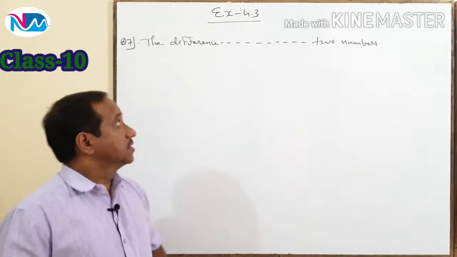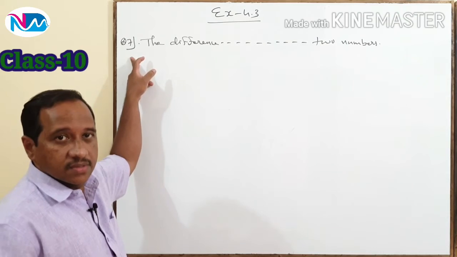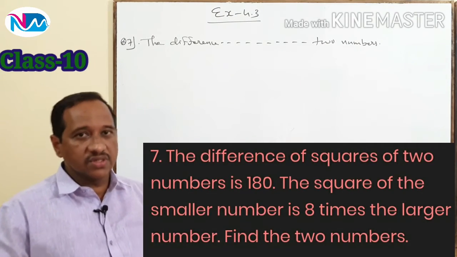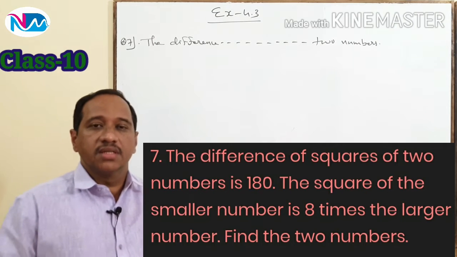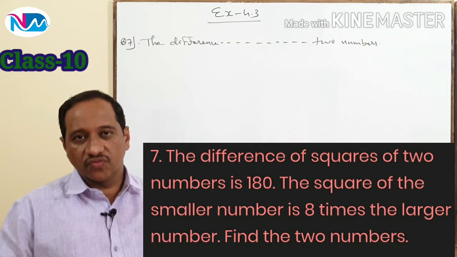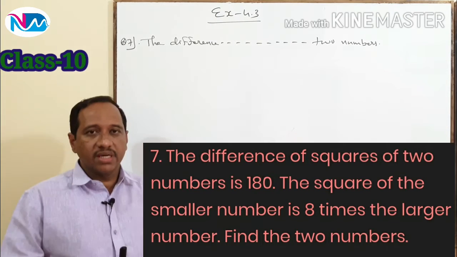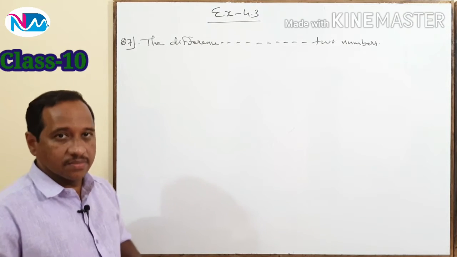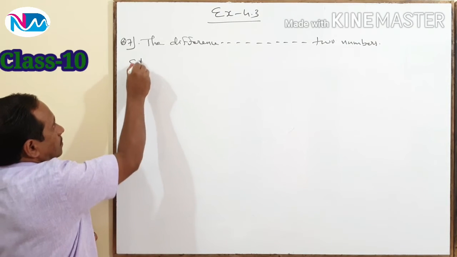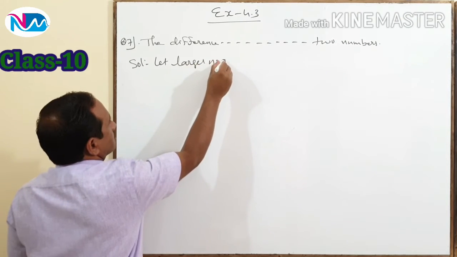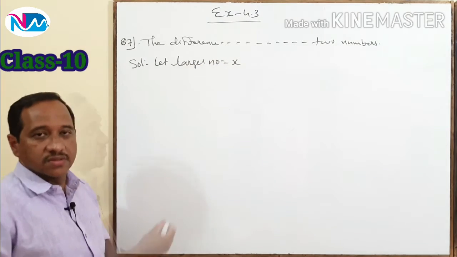The next question is question number 7. The difference between the squares of two numbers is 180. The smaller number is 8 times the larger number. Find the two numbers. Here I am going to assign x for the larger number. Let larger number is equal to x.